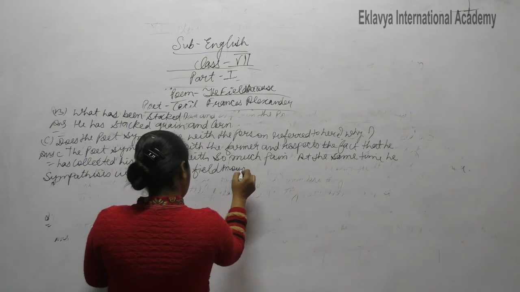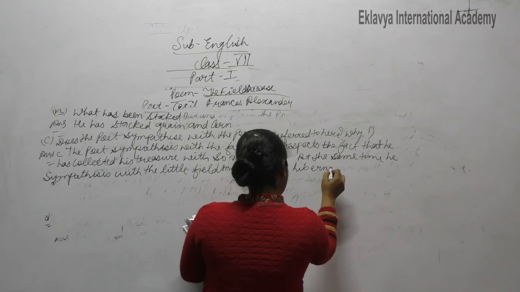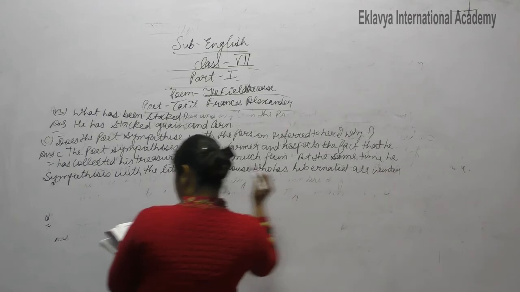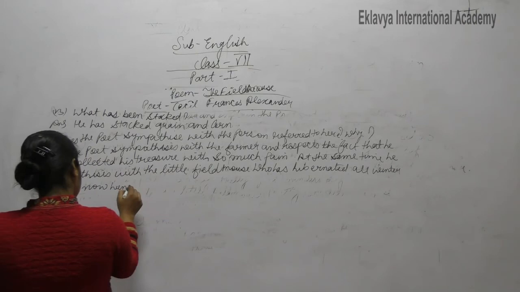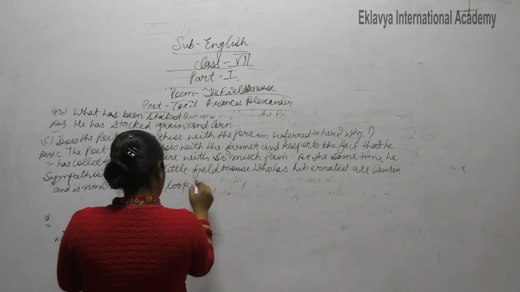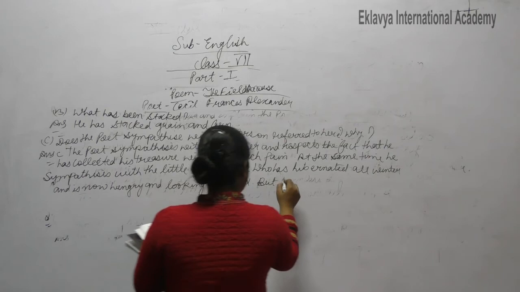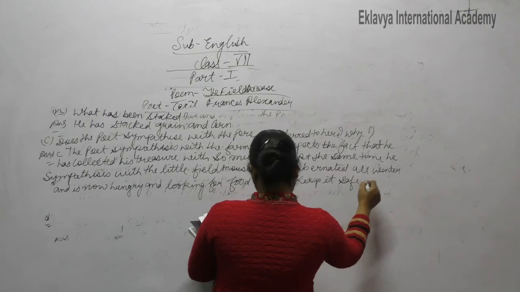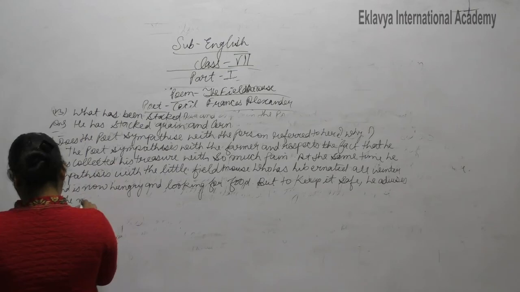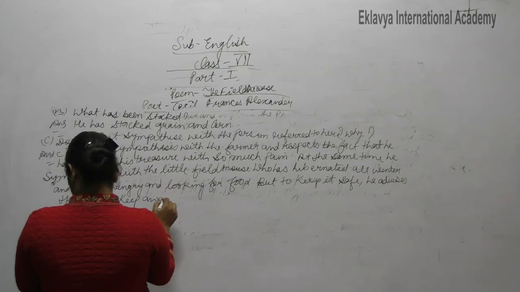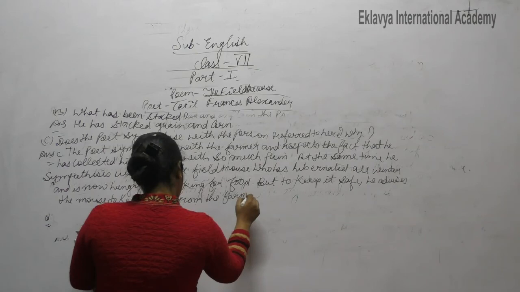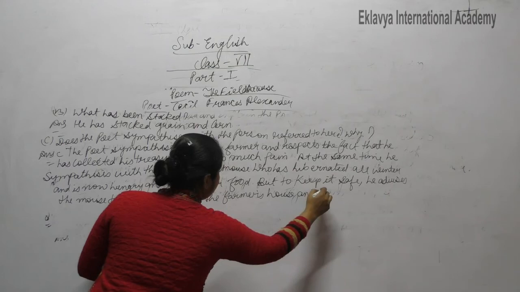who has hibernated all winter and is now hungry and looking for food, but to keep it safe, he advises the mouse to keep away from the farmer's house and corn. Clear? So these are the question answers.